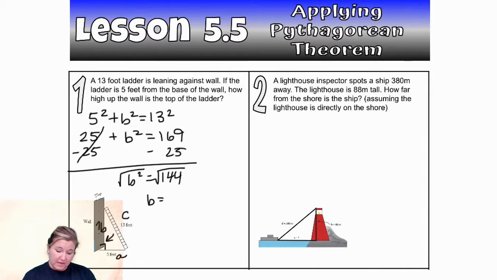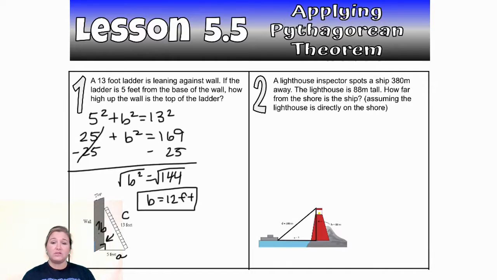So I'm left with B is equal to 12, and a good label here is going to be feet, since that's what everything we're talking about is in. So it's going to go 12 feet in the air. So you can tell how far out you need to have the base of the ladder, that sort of thing, for it to be 12 feet in the air.